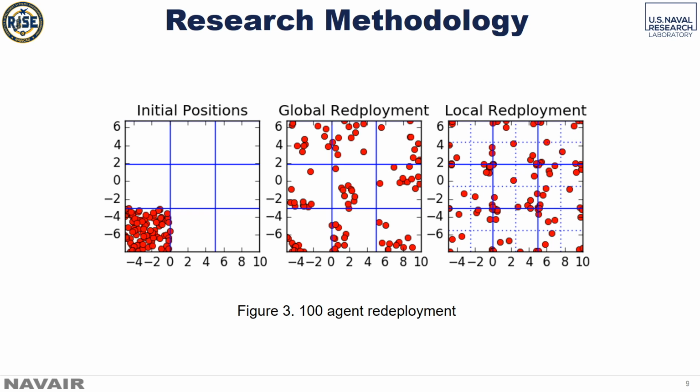This is a 100 agent redeployment simulation in an area based off of a real-life testing area that we had access to. You can see that the number of agents in each subregion following the local redeployment phase are roughly equivalent. However, an undesirable trend is starting to emerge.